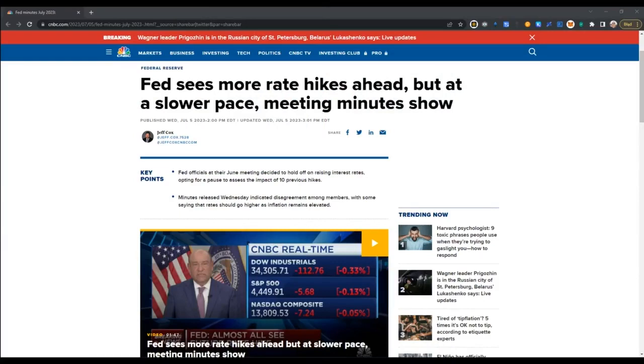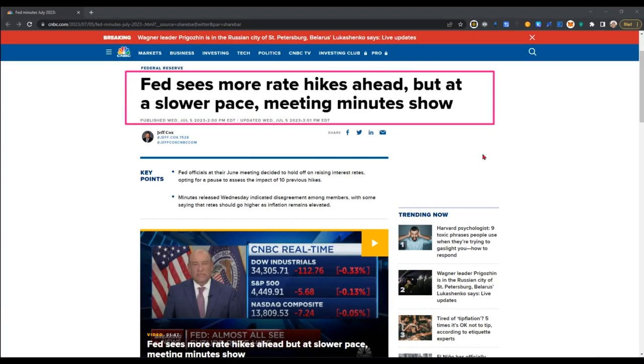Let's go briefly through the FOMC minutes. Fed sees more rate hikes ahead, but a slower pace. Well, the Fed officials at their June meeting decided to hold off on raising interest rates, opting for a pause to assess the impact of the 10 previous hikes. Minutes released Wednesday indicated disagreement among the members, with some saying that rates should go higher as inflation remains elevated.